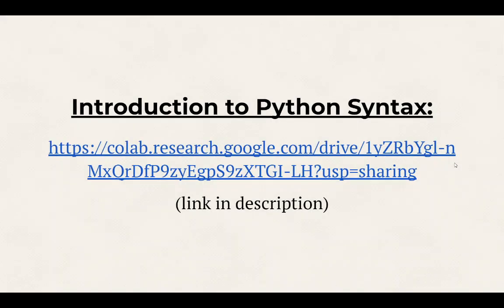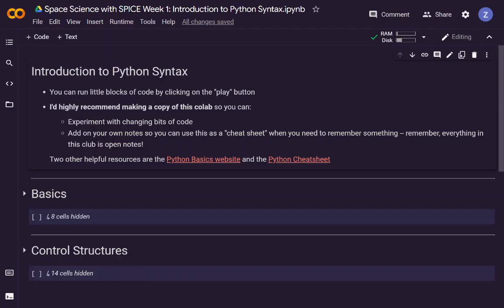So right now we're just going to look at the actual syntax or the structured language of Python, and the link to this is going to be in the description. Alright, so on that link, we're going to be using this platform called Google Colab, which is really similar to Google Docs, except it's for coding. You can have a mix of blocks of code and text.